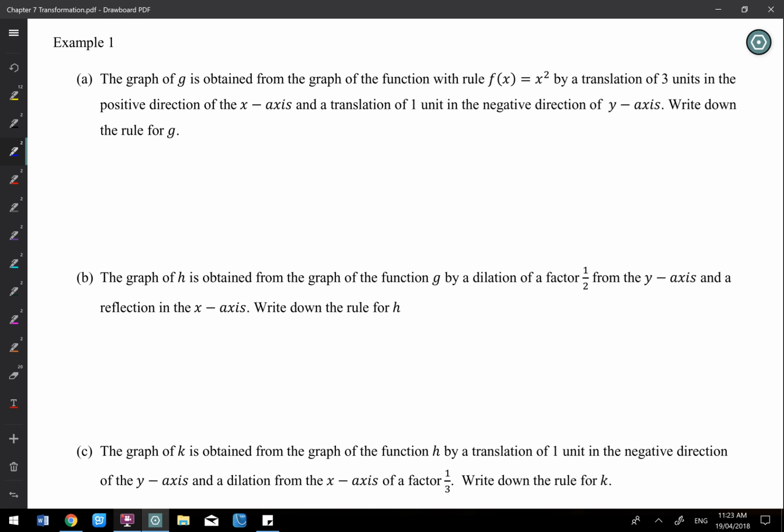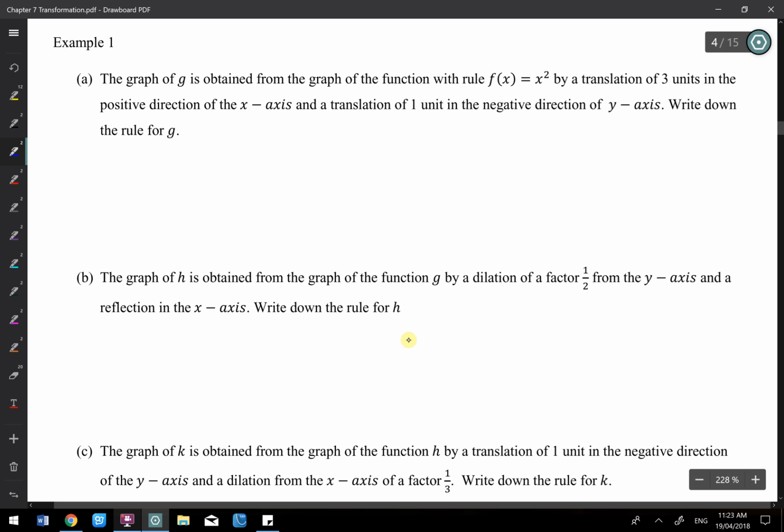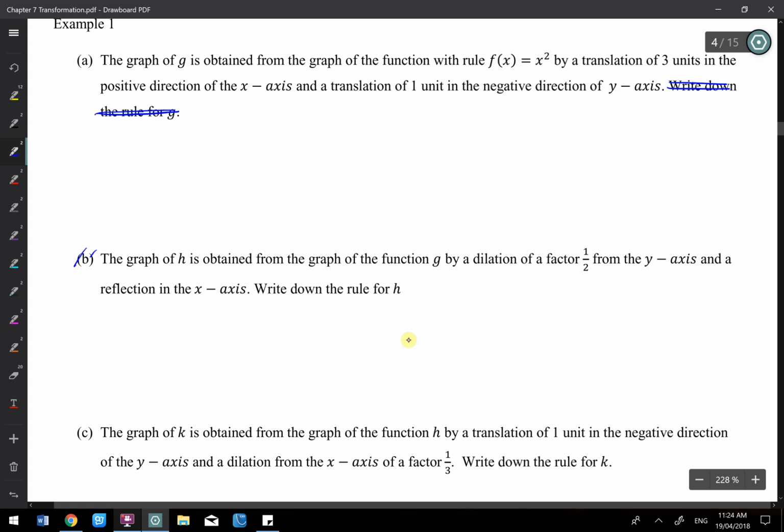The function of g is obtained from the graph of function rule f(x) equals x squared by a translation of 3 units in the positive direction of the x-axis and a translation of 1 unit in the negative direction of the y-axis. Okay, cross out that. I don't want that. Write down the rule for g. I don't want the rule for g yet. And then I don't want b. Okay, I don't want a, b, and c.